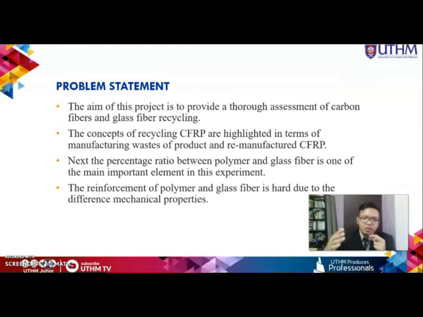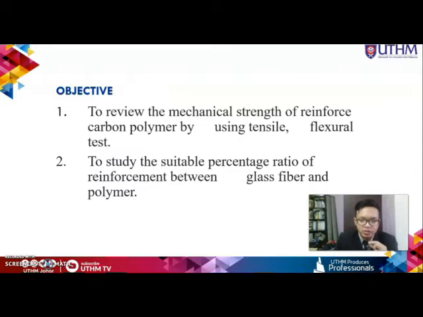So for the problem statement in this experiment, the aim of this project is to provide a true assessment of carbon fibers and glass fiber recycling. The concept of recycling is highlighted in terms of manufacturing waste of the product and being remanufactured carbon fiber reinforced polymer. Most important point is the percentage ratio between the polymer and the glass fiber is one of the main important elements for this experiment. And the last point is the reinforcement of polymer and glass fiber is high due to different mechanical properties.